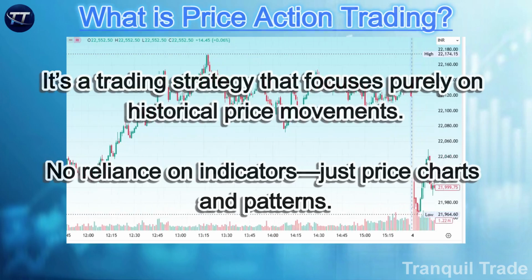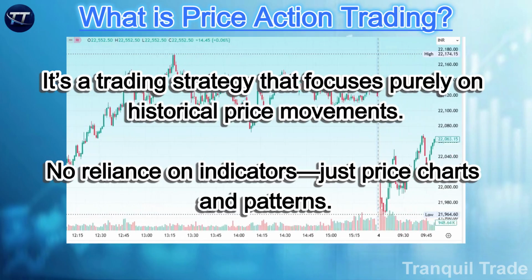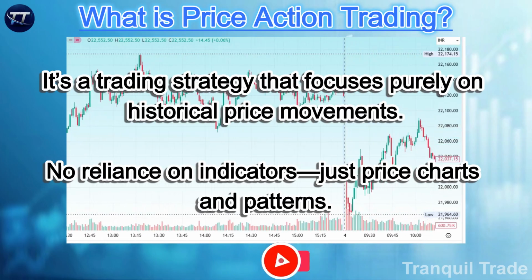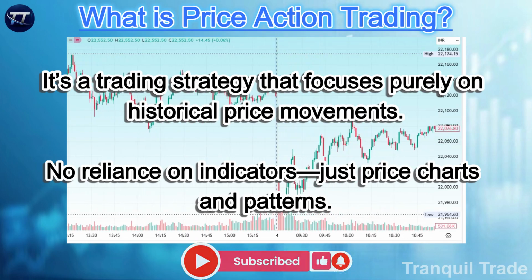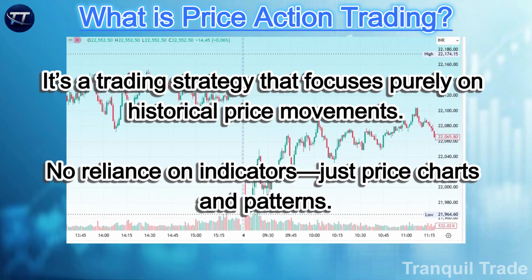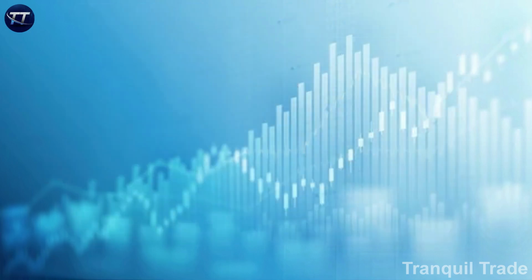What is price action trading? It's a trading strategy that focuses purely on historical price movements. No reliance on indicators, just price charts and patterns.